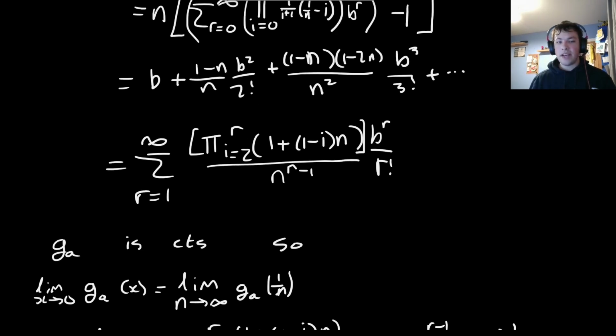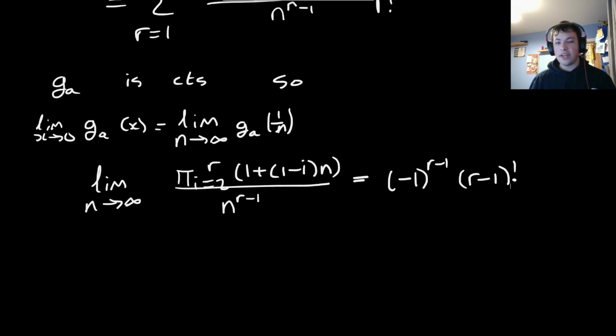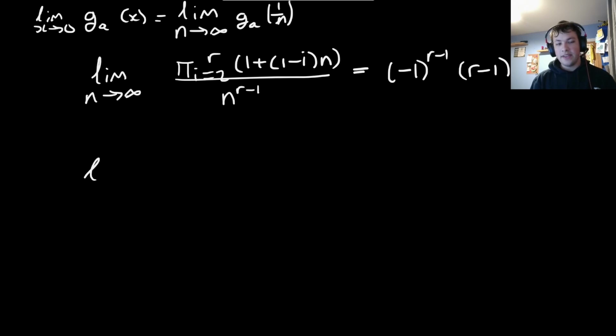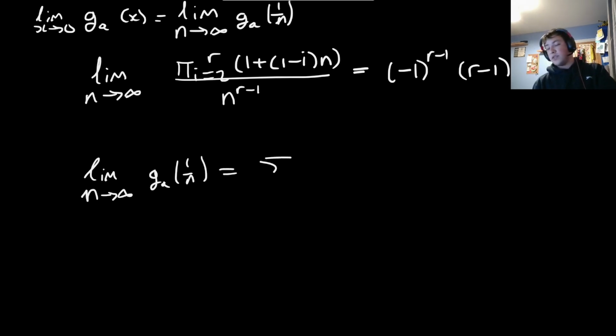And so then we plug that back into our formula for GA of 1 over n, and we find that the limit as n goes to infinity, GA of 1 over n will be the sum r from 1 to infinity of minus 1 to the r plus 1, b to the r over r.